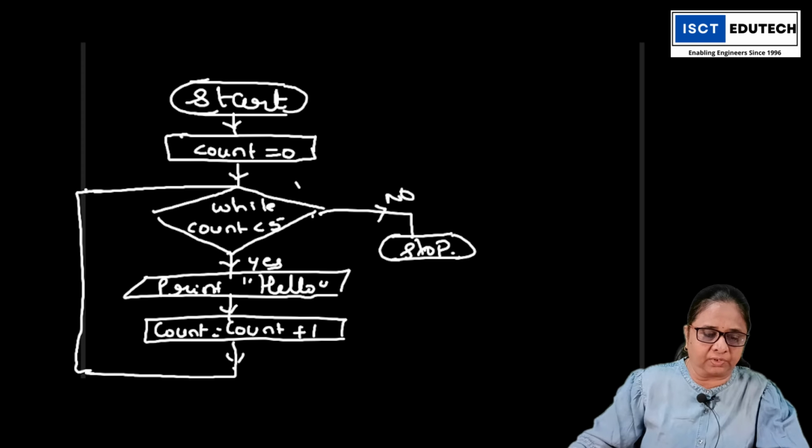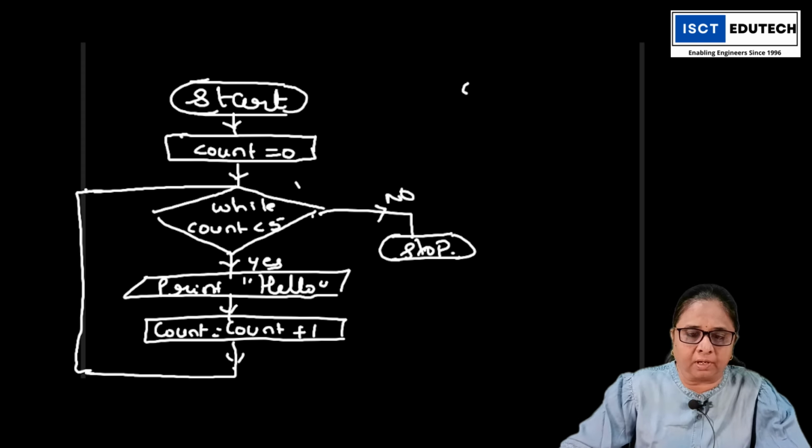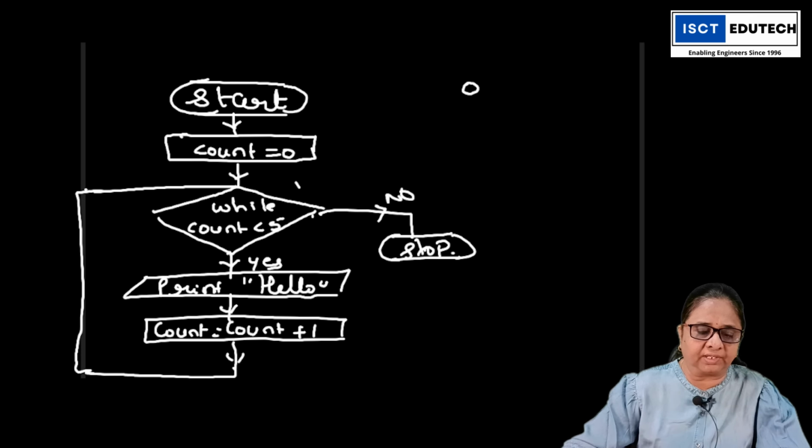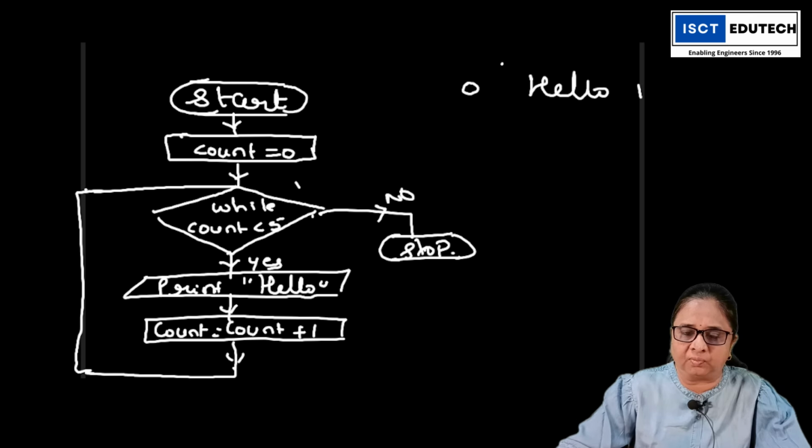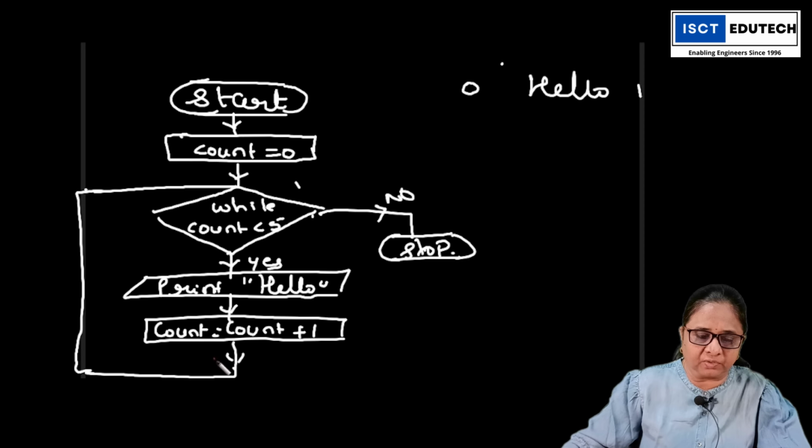Now, let's see how this works. So, first time, count is 0. Next, it checks the condition. What is the condition? While count less than 5. 0 is less than 5. Yes. So, now I will say enter the loop. It will print hello. Count becomes 0 plus 1 is 1. Then after it becomes 1, it has to go back. Then 1 less than 5? Yes, enter, print hello. Count becomes 2. Goes back, 2 less than 5.